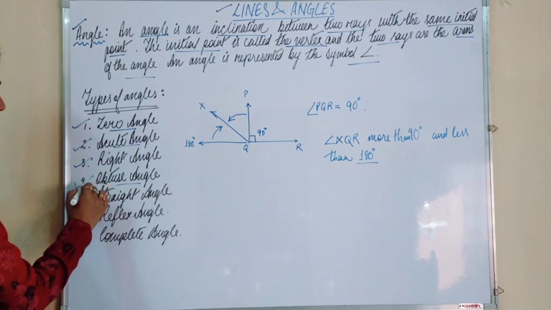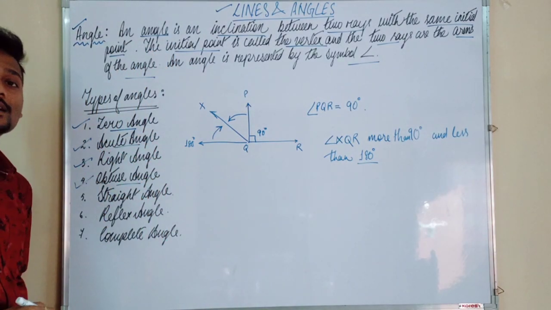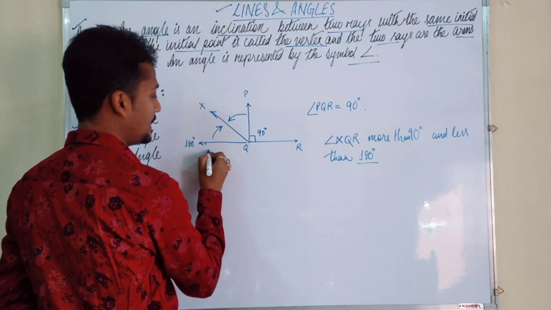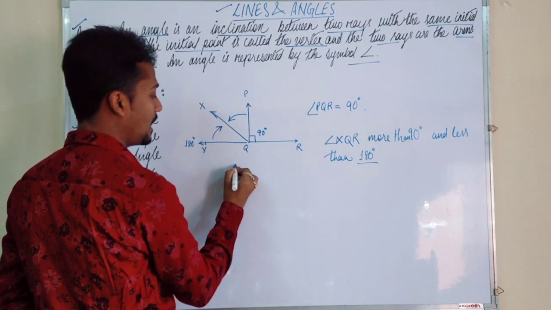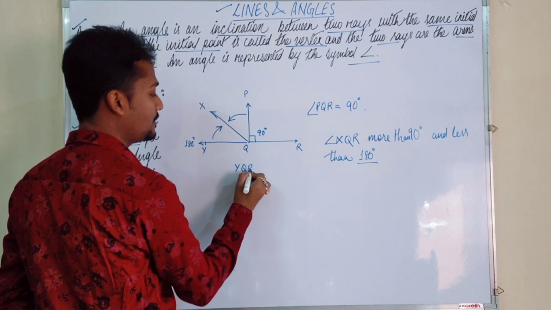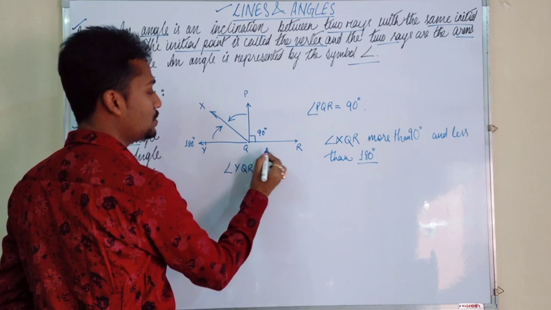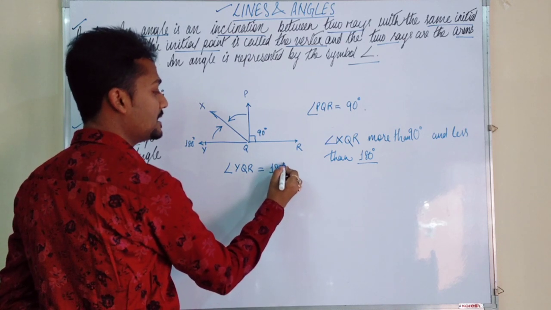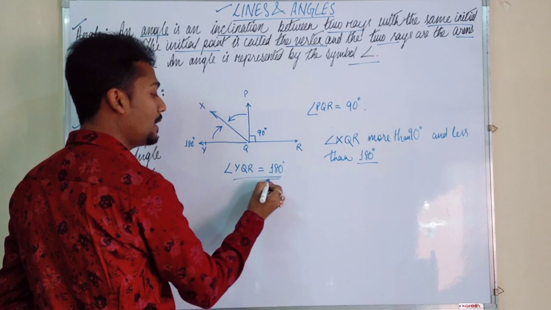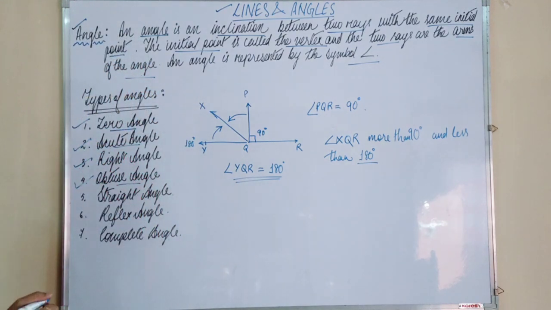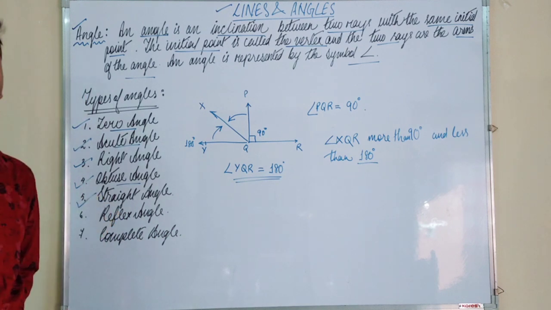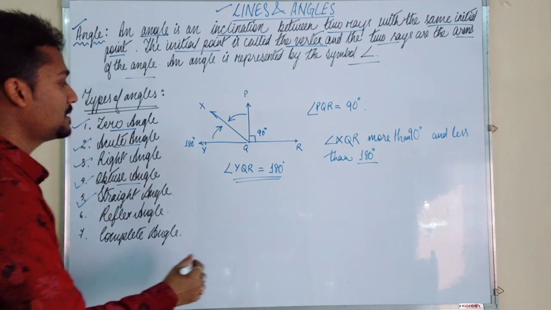Now next comes straight angle. If you see this particular angle YQR, what is the measurement of this angle? It is 180 degree. So an angle which measures 180 degree is known as straight angle.